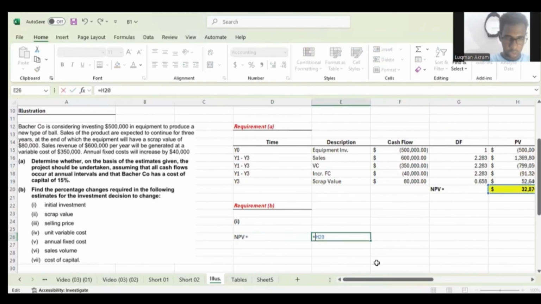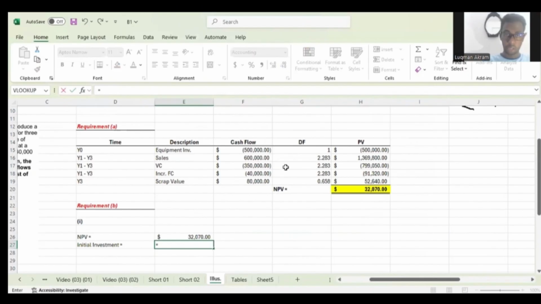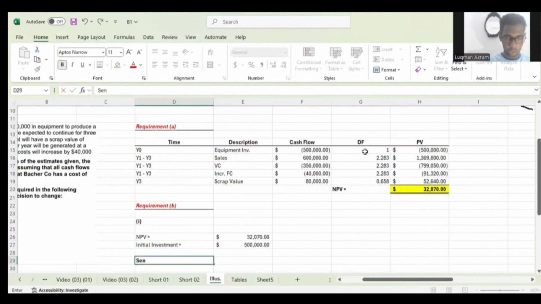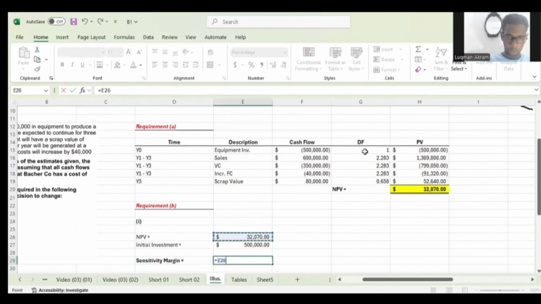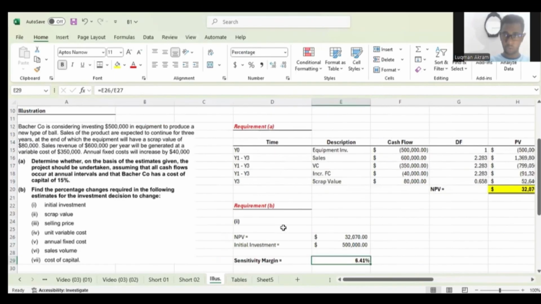Let's lock this here so it would be easier for copying it. Then we can take the initial investment amount. Specifically here, notice we will not take the cash flows, we will take it from the present value. So the initial investment, I know it is the same, but still we would be taking it from the present value column. Now we can calculate the sensitivity margin. This would be 32,070 over 500,000, giving us 6.41% as our sensitivity margin in PV over initial investment.